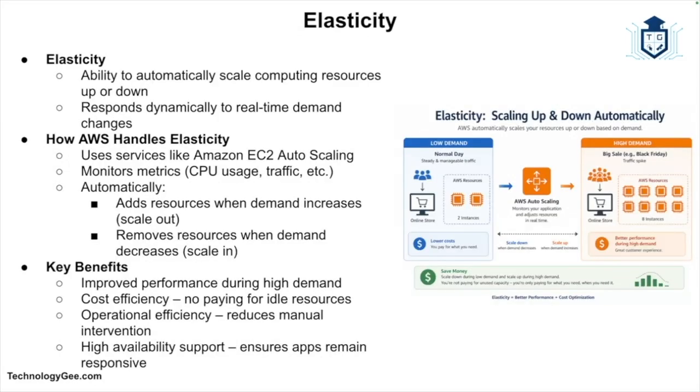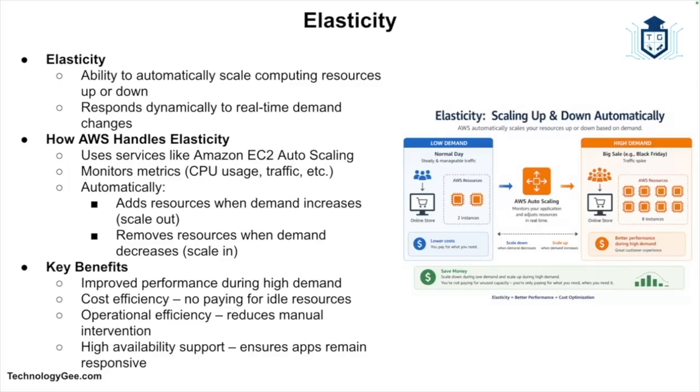Now, one of the most powerful features of the AWS cloud is elasticity. And this is the ability to automatically scale your resources up or down based on demand. So think about a scenario where you run an online store. Now, during normal days, your traffic is steady and manageable. But during a big sale like Black Friday, your traffic suddenly spikes. In a traditional environment, you would have to provision enough servers to handle peak traffic, even if they sit idle most of the year. With AWS, you don't have to worry about that.